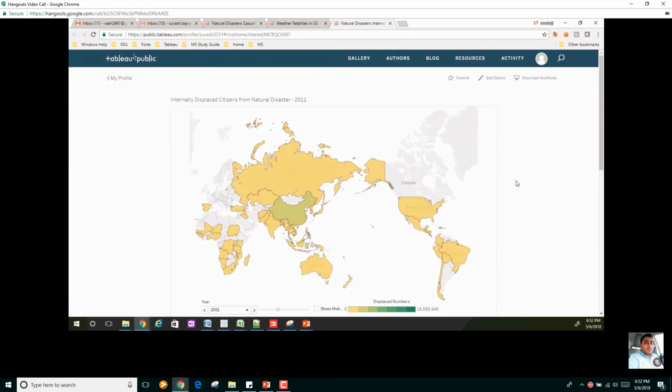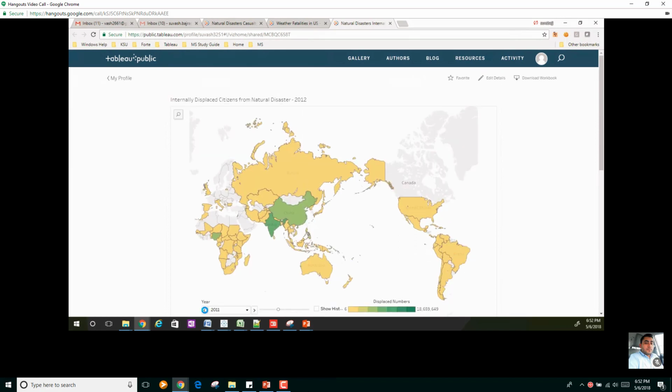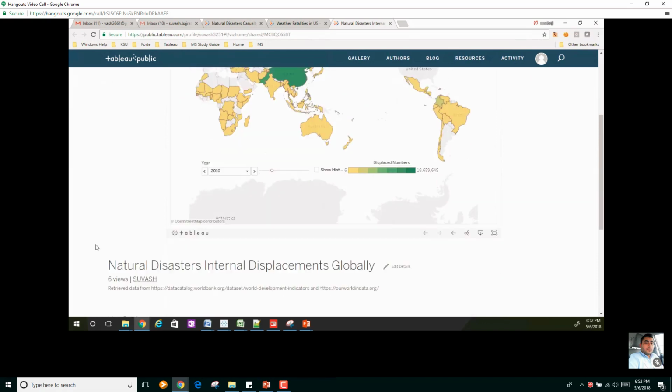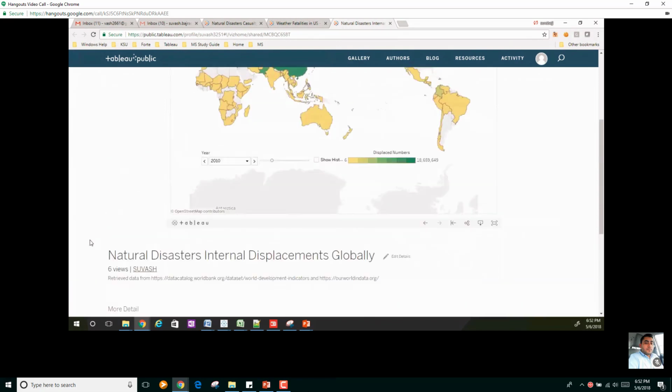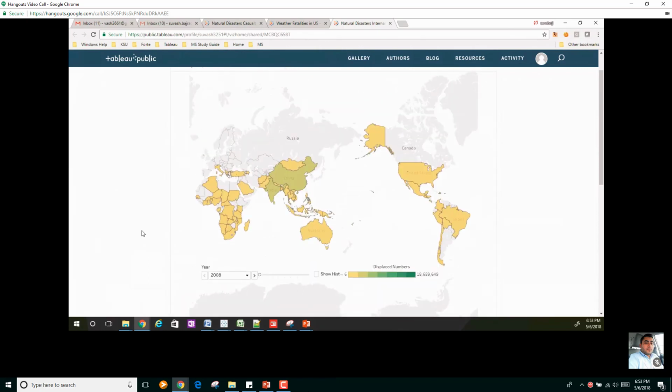So here, I uploaded this in Tableau Public. For some reason it doesn't play, so I have to do this manually like this. But this one actually does show the year and then how it changed. So I have data starting from 2008 up to 2016.